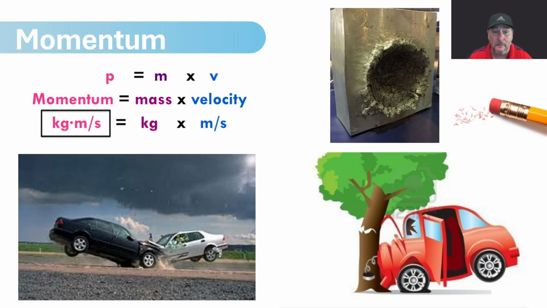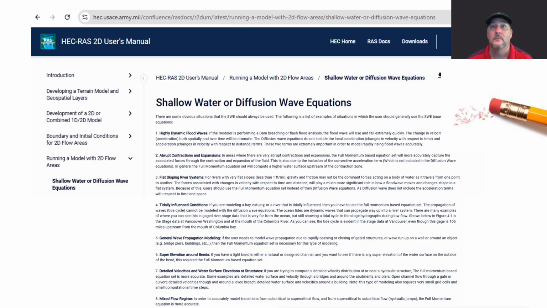But first, let's look back at the 2 choices that we have in our drop-down. Why would we pick one versus the other? Why would we want to consider full momentum? Well, according to the manual, let's look at some of the situations where you wouldn't want to use the simplified equation. I'll link to this page below as well, but here are some of these situations: if it's highly dynamic, if there's contractions and expansions, if it's flat or tidally influenced, if you have super elevation around the bends, or if you need some detailed velocities at the structures, mixed flow. So basically, the default shouldn't be used for any of these.